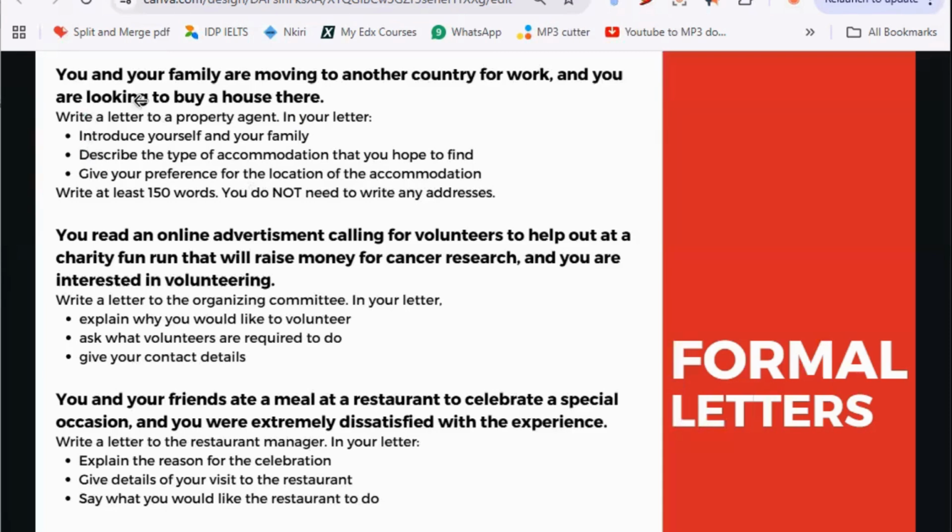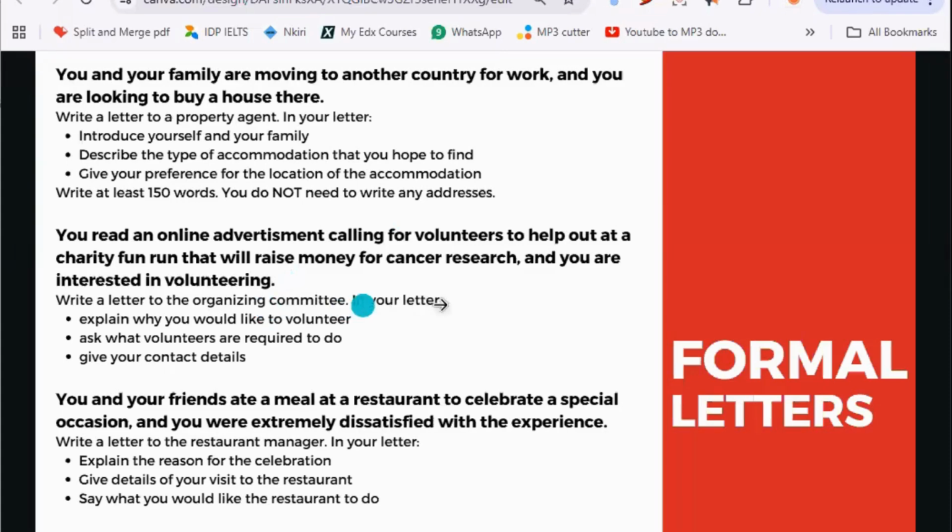So this is an example of a formal letter. I'm writing to a property agent or a property company in another country. Okay? Look at the second example. I'm writing a letter to the organizing committee. Look at it. You read an online advertisement calling for volunteers to help out at a charity fund run that will raise money for cancer research. And you are interested in volunteering. In other words, you want to volunteer for a run, for a race aimed at raising money for cancer research. So they said, write a letter to the organizing committee.